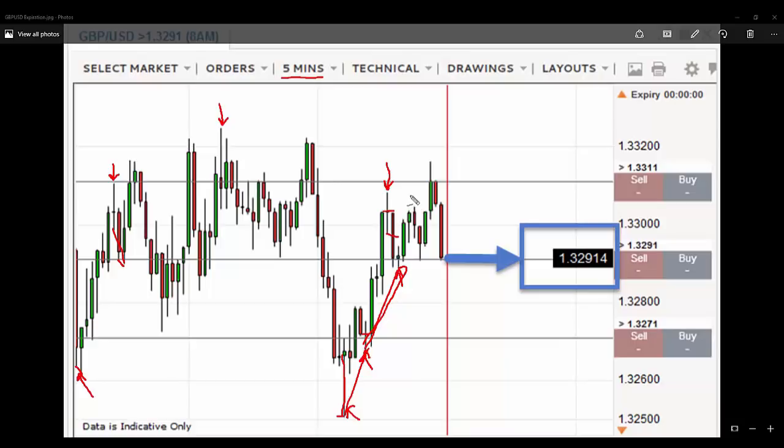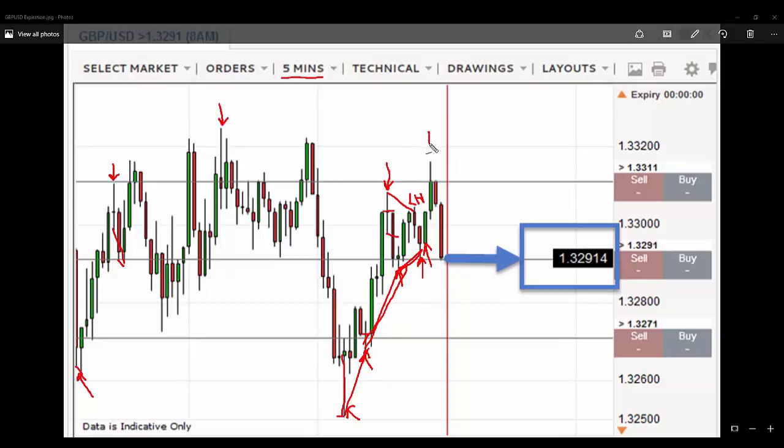Then it makes a lower high here, and it may make you think, oh, it's reversing to the downside. It is this bar here, followed by this bar that says no way, okay? And again, it's because the lows are higher lows.